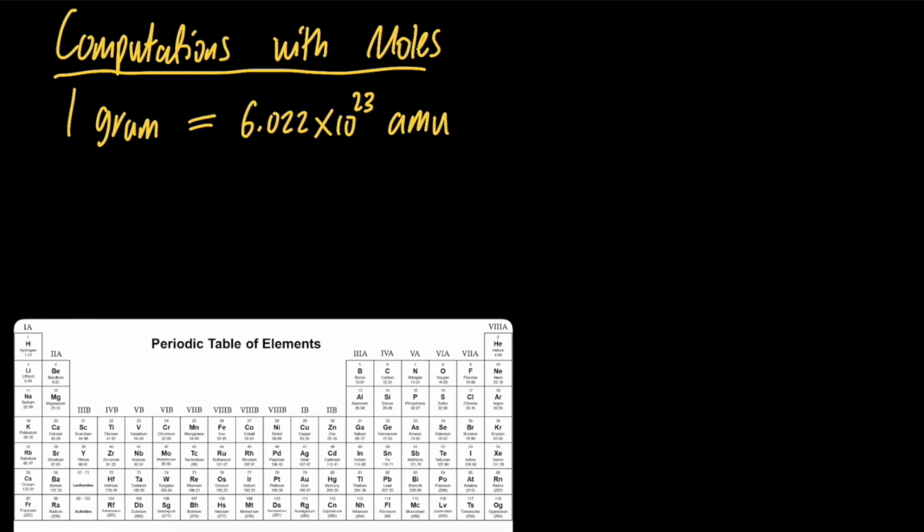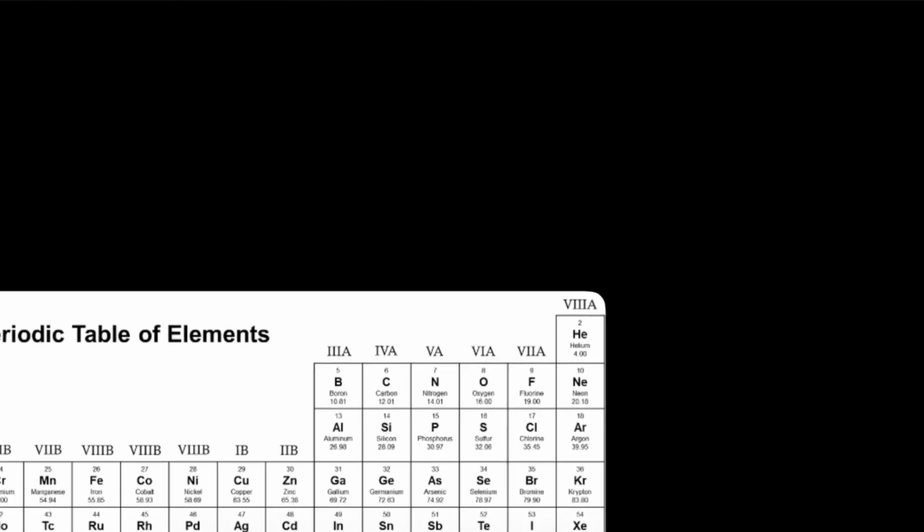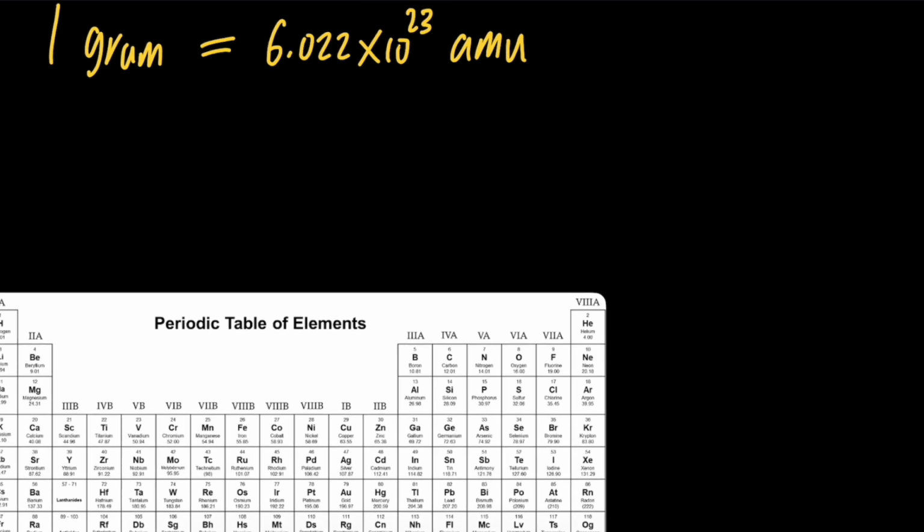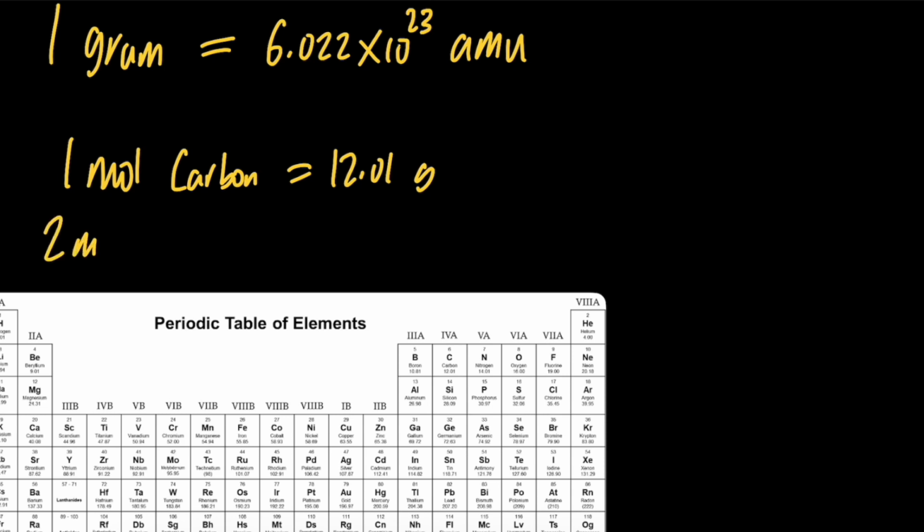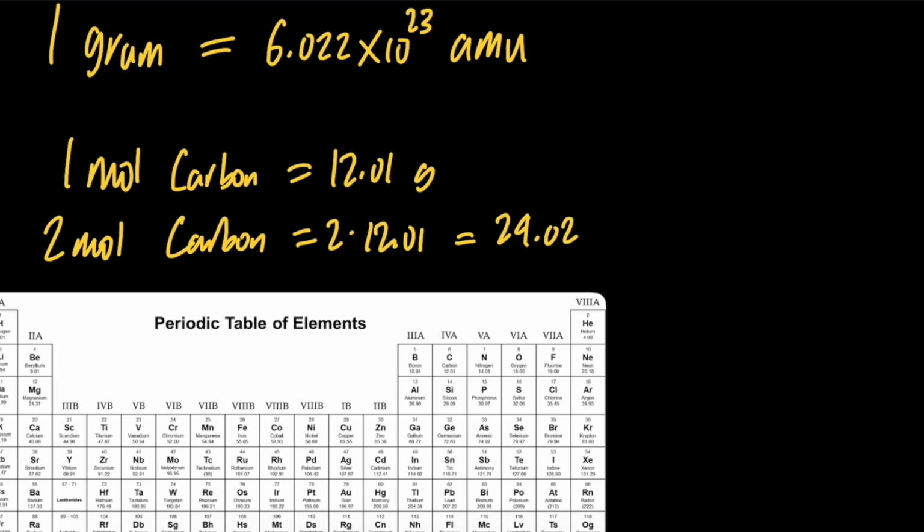So when we want to convert between AMU and grams in the periodic table, we don't actually need to convert anything. So if we have carbon with an AMU of 12.01, then 1 mole of carbon is just 12.01 grams. 2 moles of carbon would be 2 times 12.01, which is 24.02 grams.